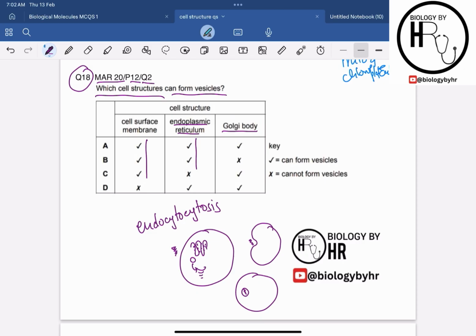Golgi body, obviously. The function of the Golgi body is packaging and modification, and we know that lysosomes are also made in the Golgi body, which is the cell membrane surrounding the hydrolytic enzymes, right? It is a vesicle of hydrolytic enzymes. So yes, the Golgi body can also form vesicles, as well as vesicles of extracellular proteins which have to be transported out of the cell. They all go in vesicles to the cell membrane. Hence, vesicles are formed by all three: cell membrane, endoplasmic reticulum, and the Golgi body.